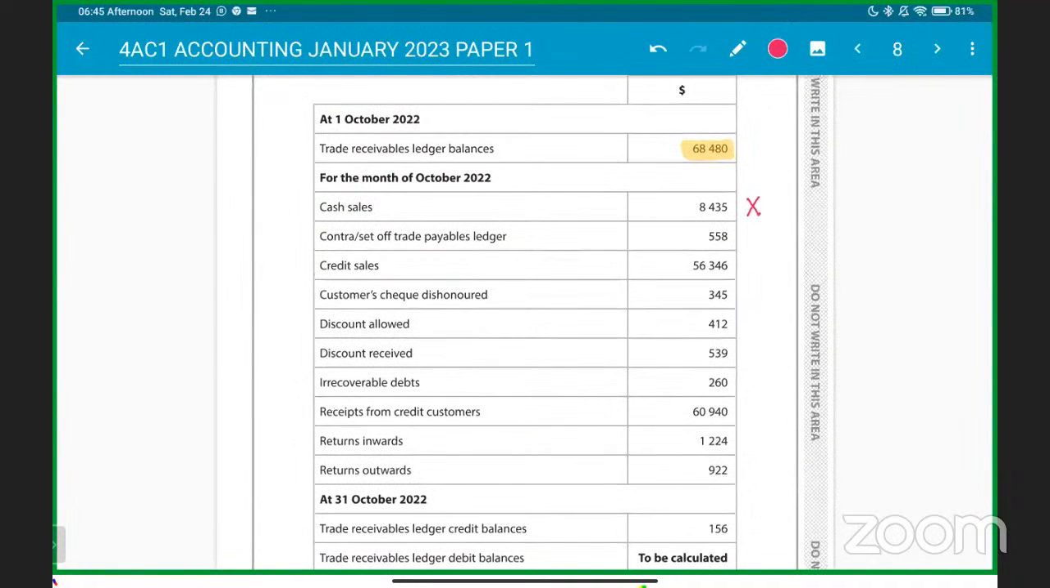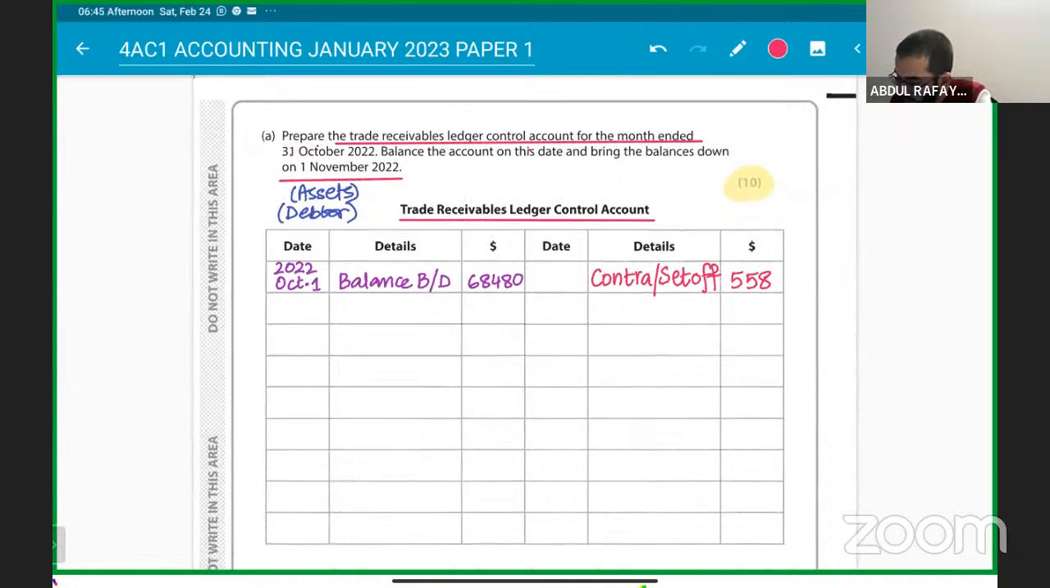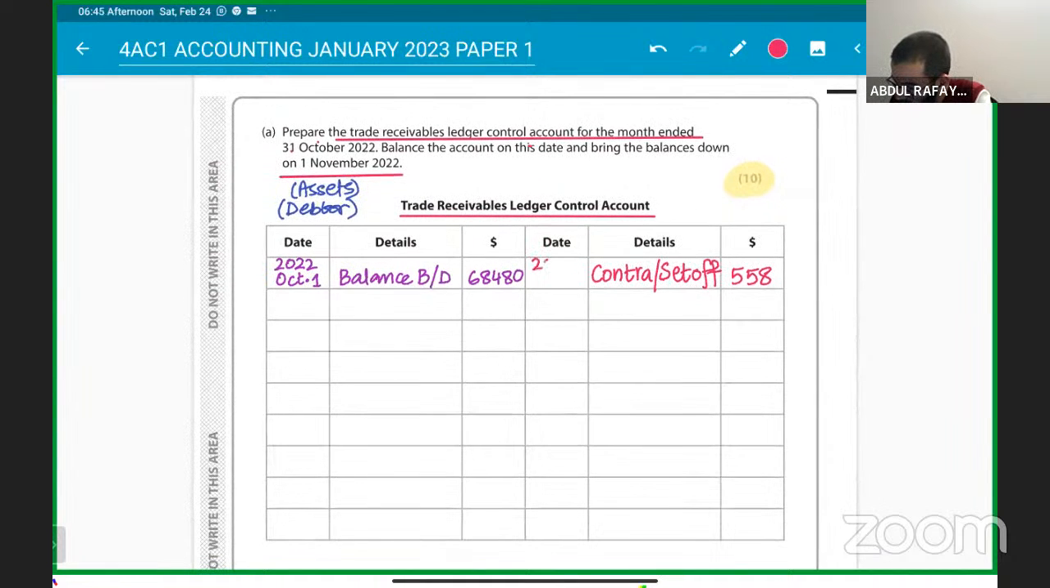Still, I'll repeat it. It's basically when we have, on October 31st, some amount owing from the customer and some amount owing from the supplier. So you set off the amount by the lower value. It is basically an adjustment so that nobody has to pay anything. Whatever the lower amount is, you set off with that.